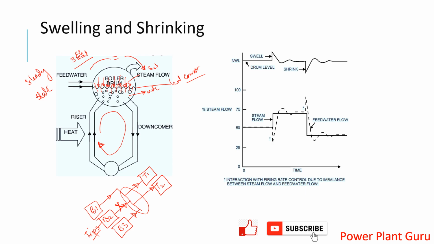Second thing is, if you are aware of the flash steam concept, water will convert into steam when you decrease the pressure. So there will be some flashing of steam also. That flash also causes transient high levels. So these two things are making your drum level go to a higher side. This higher side is called swelling.